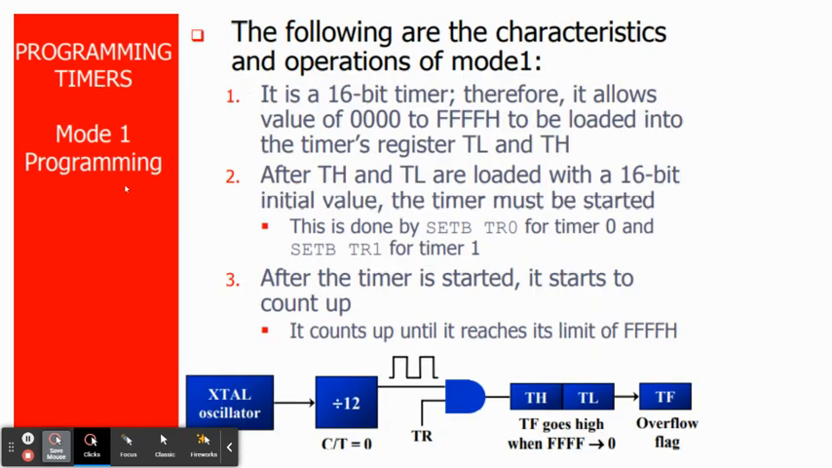Now, in mode 1 programming, the following are the characteristics and operations of mode 1. First of all, it is a 16-bit timer, of course. Therefore, it allows the value 0000 up to FFFF to be loaded into the timer's register.